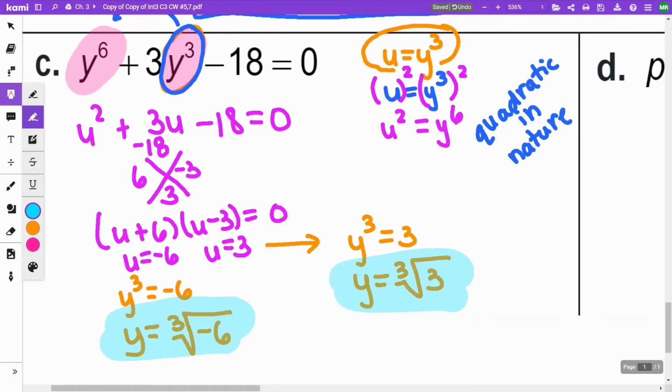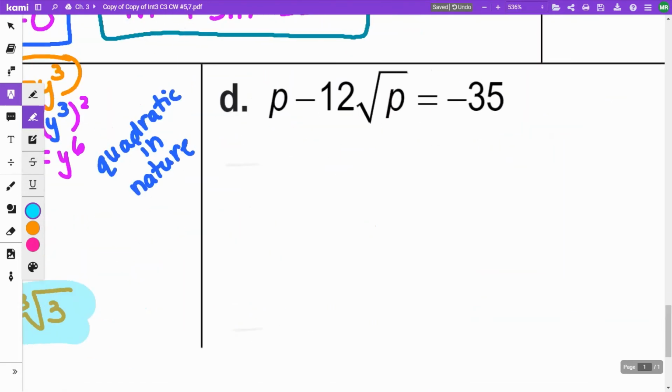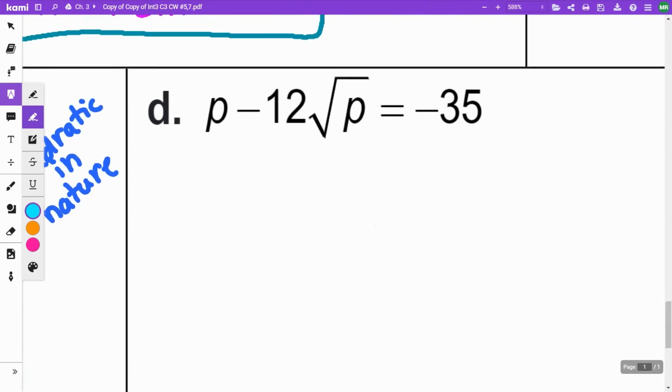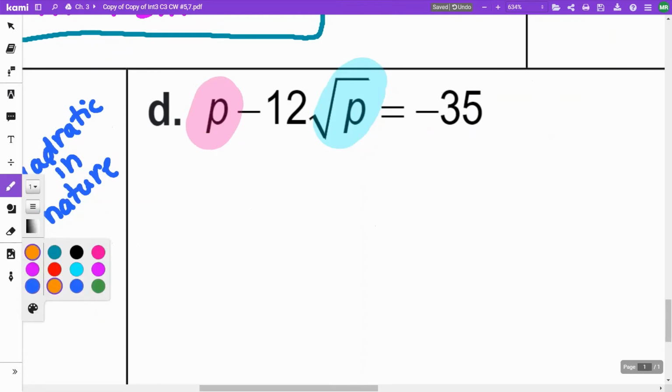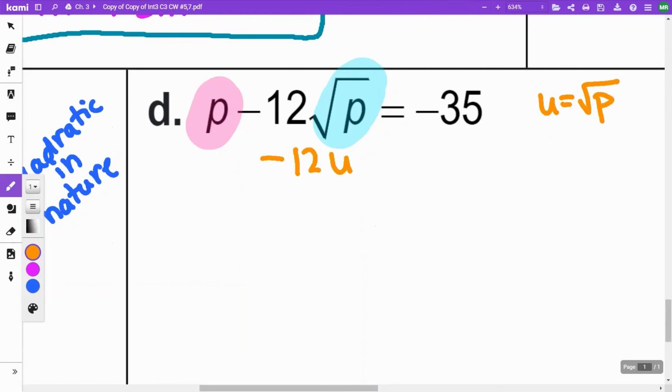On D. Again, for this one, notice that this is a square root of p. I want to look and see if that is helpful to get p. What I'm really looking for is, can I have u represent the square root of p? So this becomes a negative 12u instead of the square root of p.